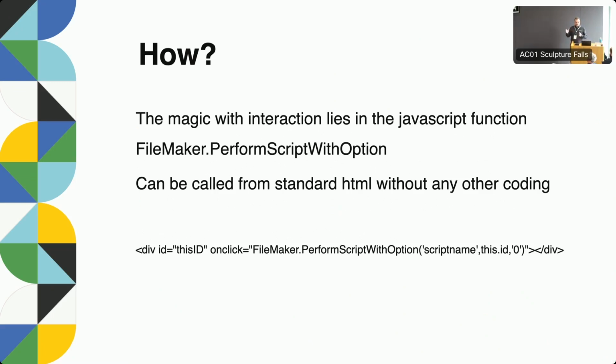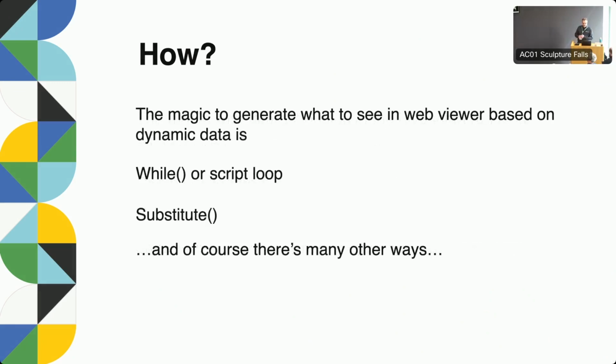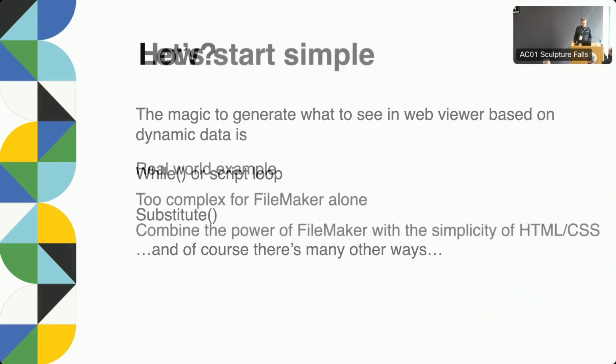Then just onclick equals FileMaker perform script, and the name of the script and the options. That's the magic, right? Then you can turn any HTML code into something you can touch, you can click, right? That's it. And then the other magic lies in many cases inside FileMaker using While, Substitute, and many other things. But While and Substitute are really, really powerful tools to modelize with data, right?